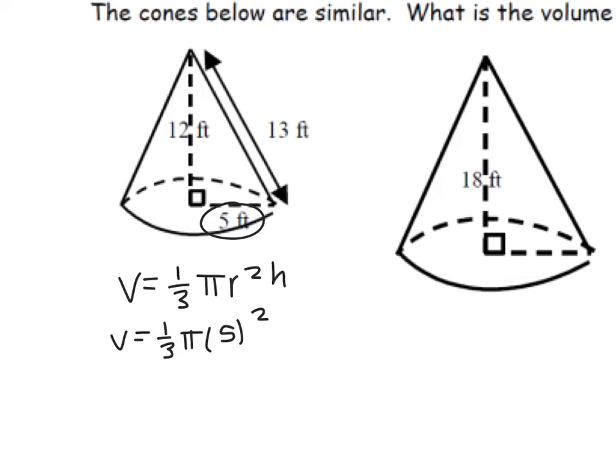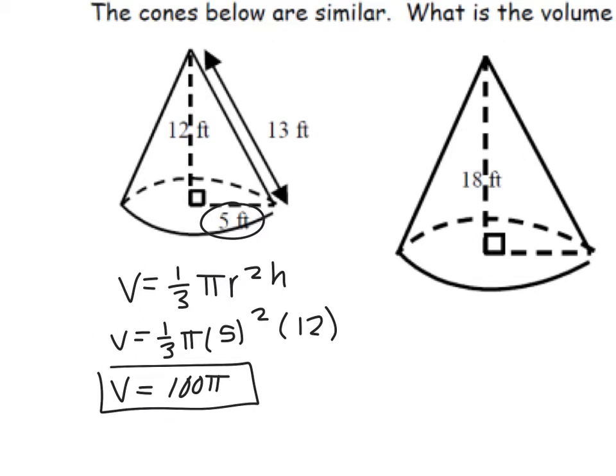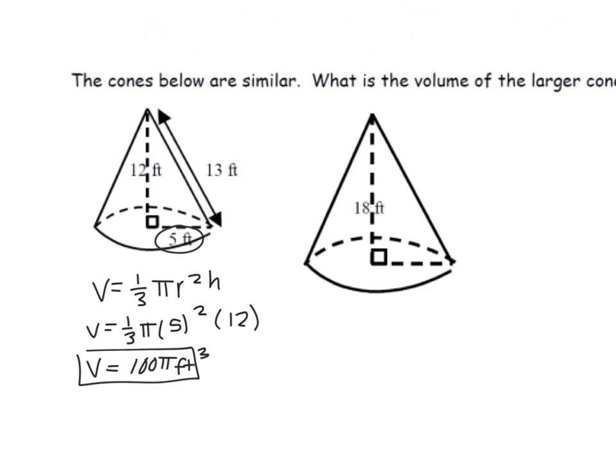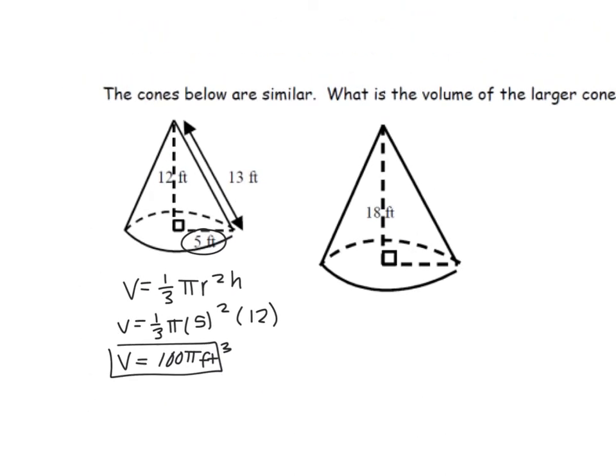Ooh, forgot my height, sorry. So my volume is just going to be 5 squared is 25 times 12 divided by 3, which is going to be 100 pi. I'm just going to leave it in terms of pi to make it easier for myself. And we know that volume is measured in units cubed. But here's the thing. I have information about my height and my volume now.